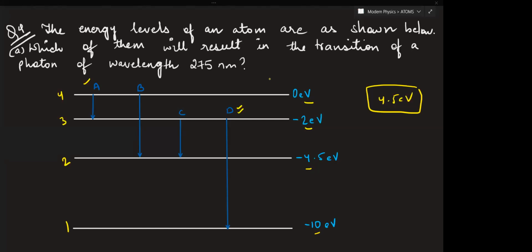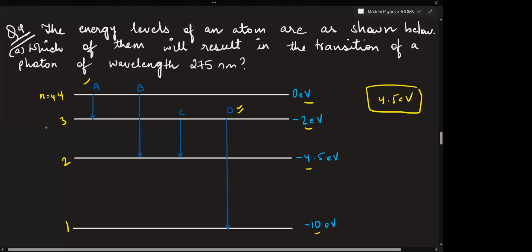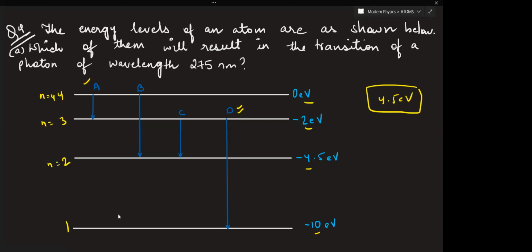See, this is similar to the previous one that we have done already. If I say this is n equal to 4, this is n equal to 3, this is n equal to 2, and this is the first state. Previously we saw the hydrogen atom, which had specific values: for the first level it was minus 13.6, and we had calculated the second, third and fourth levels.